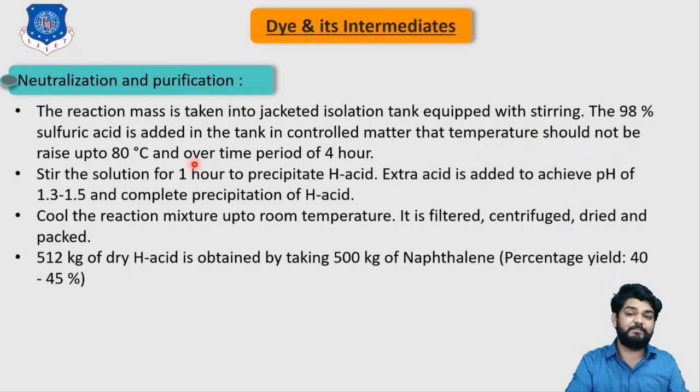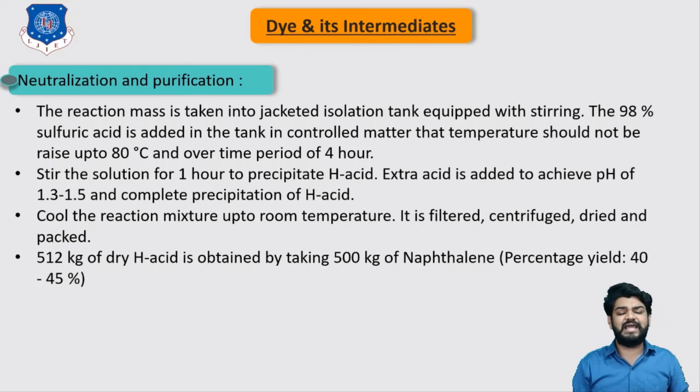in which we add 98% concentrated sulfuric acid in order to replace the Na group with the hydrogen group to produce this H acid mixture, as we have understood in the chemical reaction and the flow sheet. This reaction takes place at a controlled reaction temperature of 80 degrees Celsius for a time period of 4 hours. Then we stir the solution for 1 hour in order to get the precipitate of H acid. Extra acid can also be added to maintain the pH of 1.3 to 1.5, which completes the precipitation of all the H acid. So we have to reduce the pH in order to get the precipitate of our H acid.